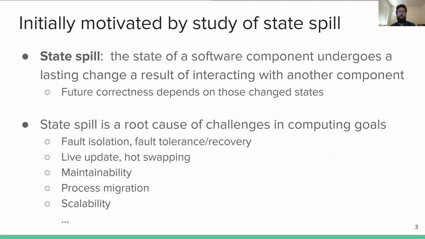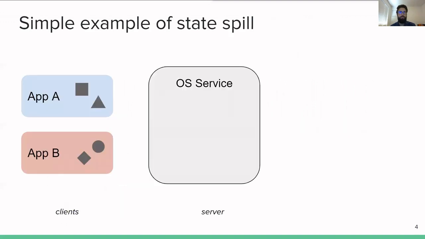State spill is quite prevalent in modern system software, and it leads to fate sharing between software components that are otherwise modularized and isolated. This hinders the realization of several challenging yet desirable computing goals, things related to availability, like fault isolation, tolerance, and recovery, and things related to evolvability, like live update and maintainability, as well as other goals.